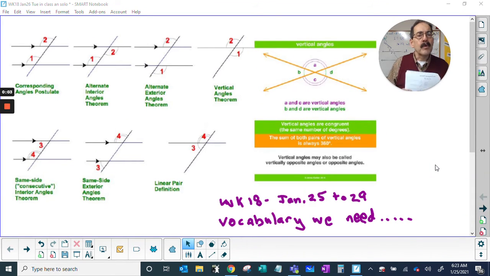Hey everybody, welcome back. The last week of the semester. We're on week 18, module 2, topic 2, and we're talking about parallel lines and this idea of a transversal.